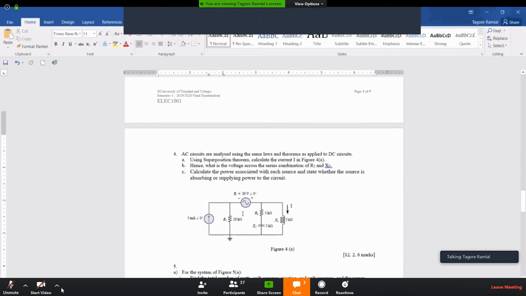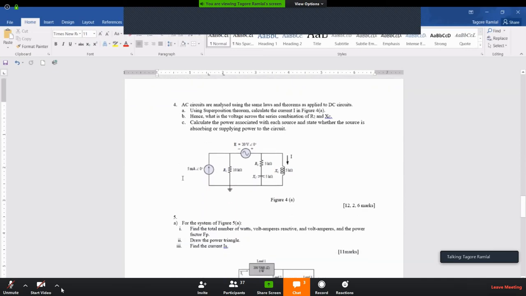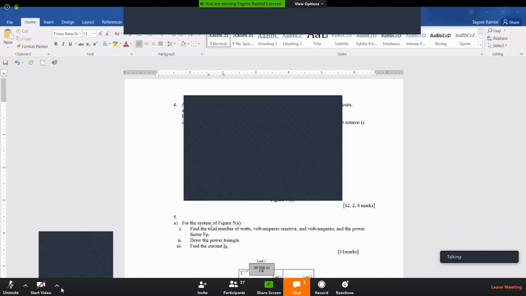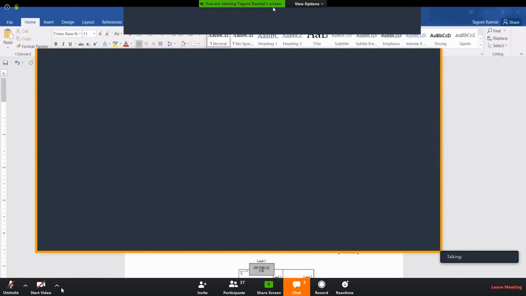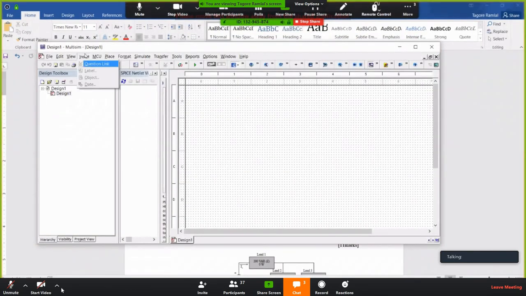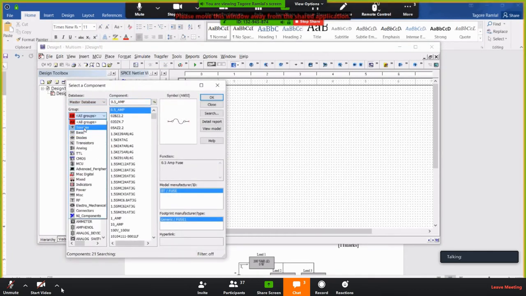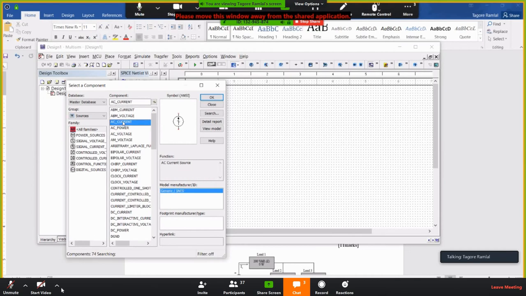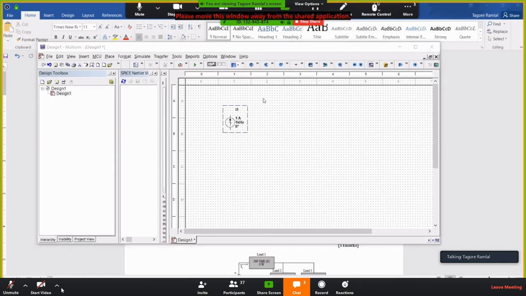When you're constructing this circuit in Multisim, right, this here is an AC current source, not a DC current source. Can you find this in Multisim? Not exactly that one, but something similar. Right, so this is AC power, AC current. So this is the AC current source. So you click on this and place it here. So you can come in here now and change your magnitude.